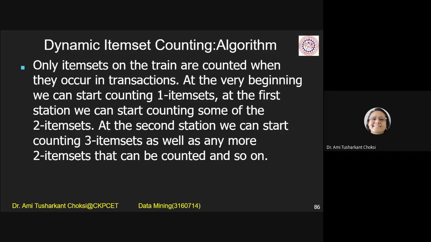So what do we do? At the very beginning, we start counting one item sets, and some of the two item sets when the first station comes. When the second station comes, we can start counting two item sets, whichever were remaining, and three item sets counting will start. Fine.